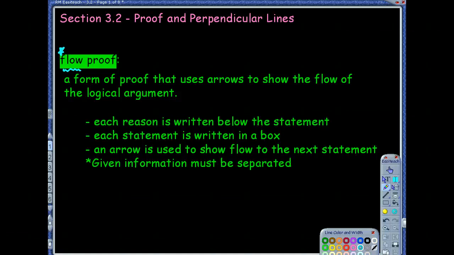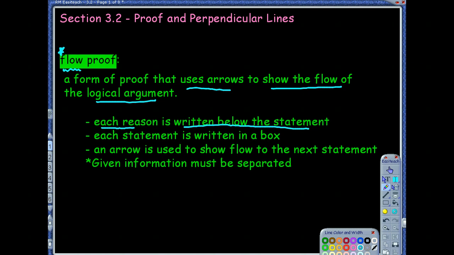A flow proof is a form of proof, like we said, and it uses arrows to show the flow of your logical argument. So the arrows are going to show you how do I go from one place to the next, one statement to the next statement, right? It says each reason is written below the statement. So usually we see statement on the left, reason on the right.